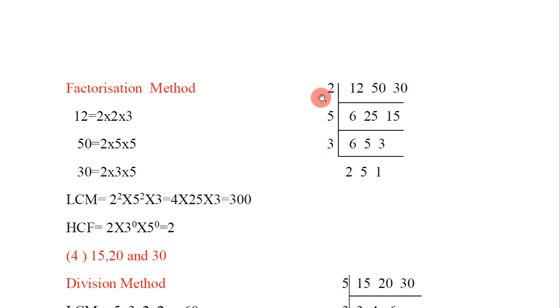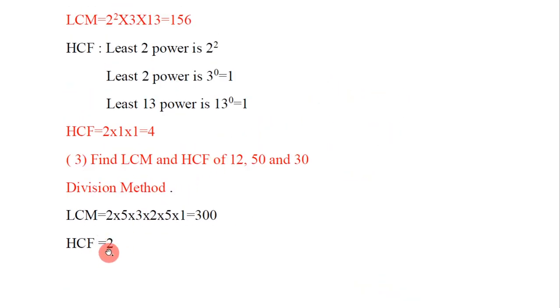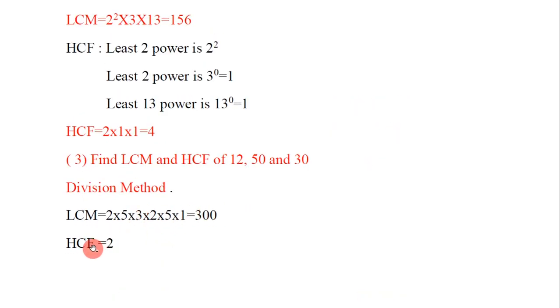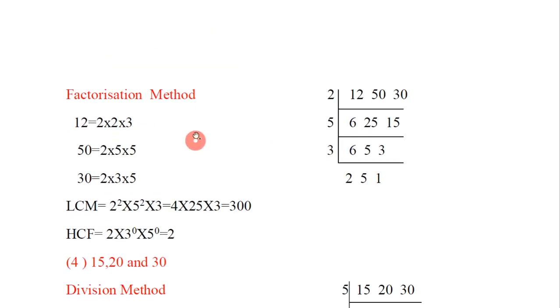So while considering HCF, we have to take only the number 2. It is common to all the 3 numbers, 2. So HCF equal to 2. So we got now LCM as 300 and HCF as 2 by division method. Now let us follow another method, that is factorization method.